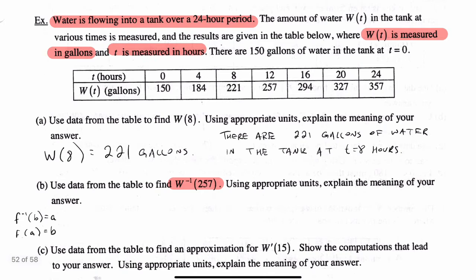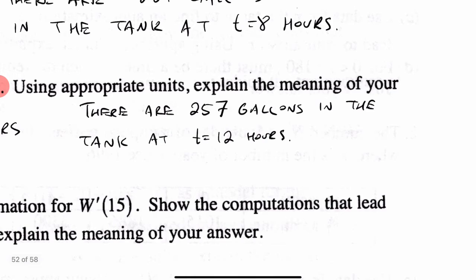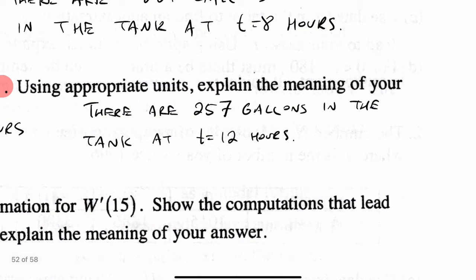Looking at the table, we can see that 257 gallons are in the tank at time T equals 12. That means that W inverse of 257 would be equal to 12. And the unit for this is in hours. So a sentence for this might read, there are 257 gallons in the tank at time T equals 12 hours.